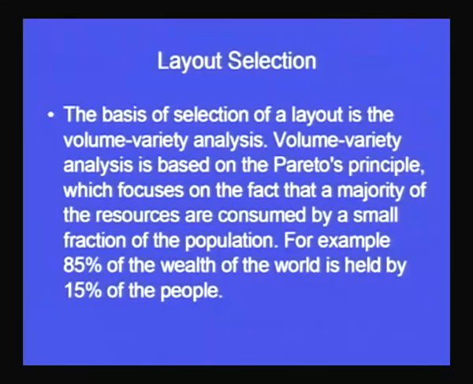So till now we have understood 4 different types of layout. The first one was the product type of layout, the second one was the process type of layout, then we saw the fixed position type of layout, and today we have seen the cellular type of layout. Now we have 4 different layouts available with us, and we have to make a selection of which type of layout should be used in which particular scenario. This problem will be solved using the volume variety analysis.